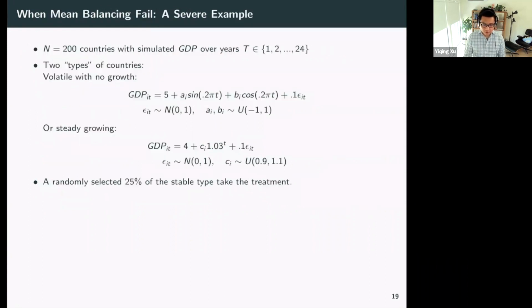I'll give you one simulated example. Let's say in the data you have 200 countries driven by 2 different types of GDP.